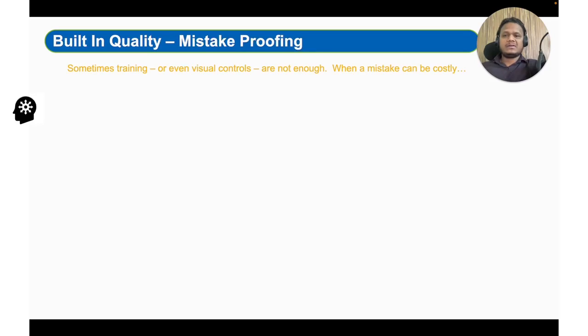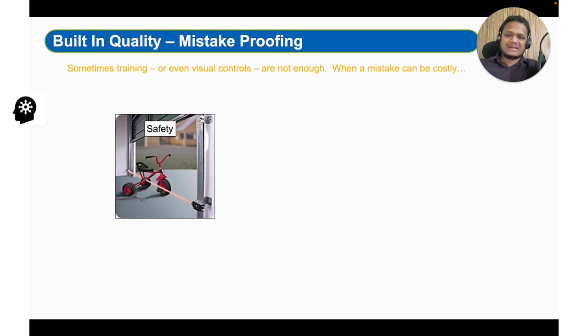Built-in quality, mistake proofing. Sometimes training or even visual controls are not enough, especially when a mistake can be caused. Imagine a pilot. If a pilot is not operating the flight properly, it might lead to a mishap, which will endanger the lives of the passengers that are traveling.